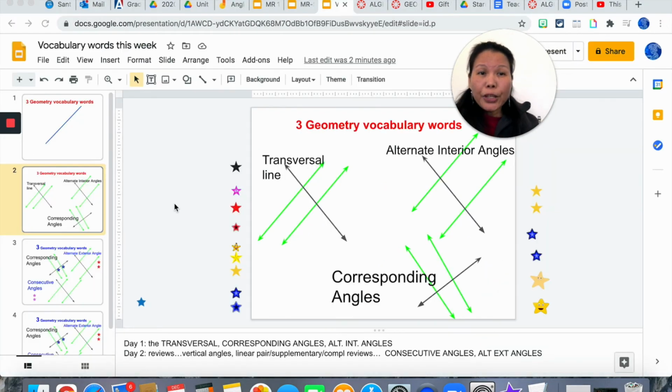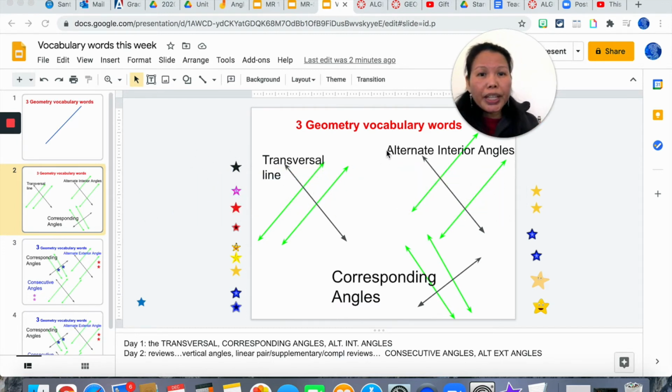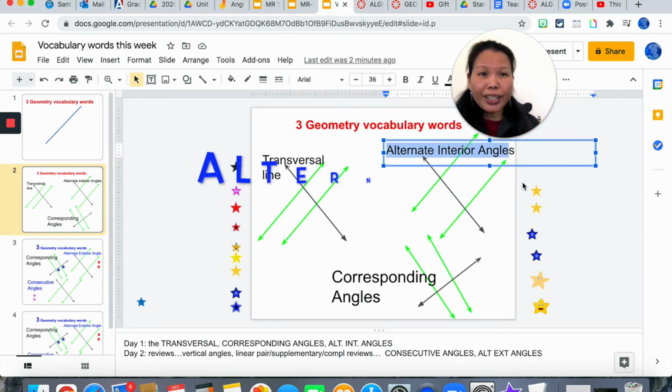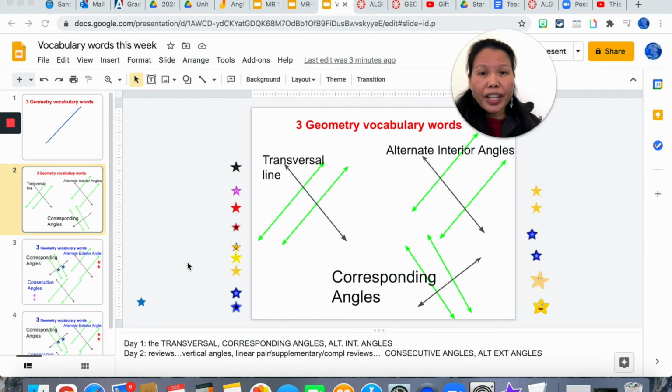The three vocabulary words I want to go over today, and I'd like for you to repeat after me. The first one is transversal line. Say transversal. Very good. The next word is alternate interior angles. Say alternate interior. Good. The last word I want to go over today is corresponding angles. Say corresponding. Good job.